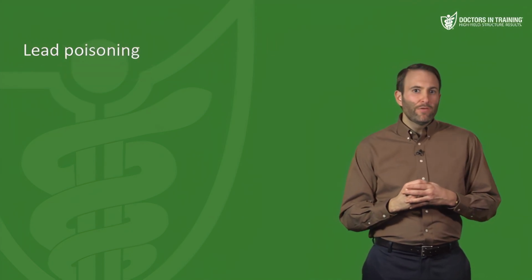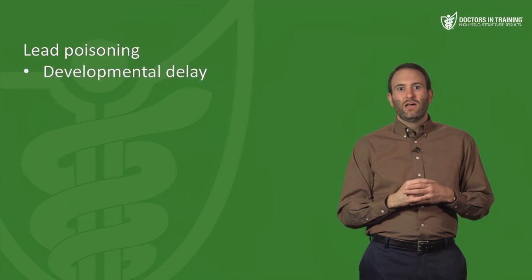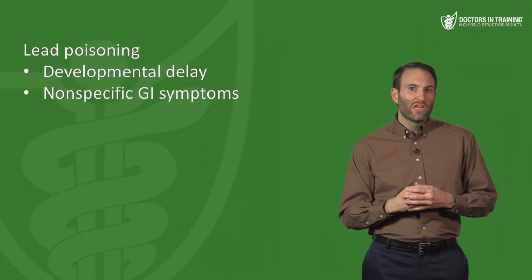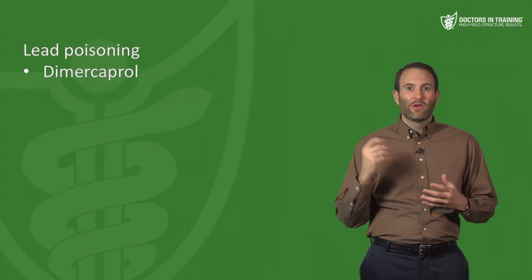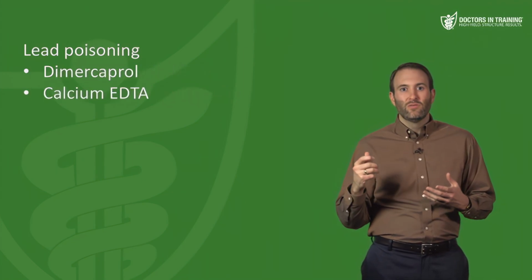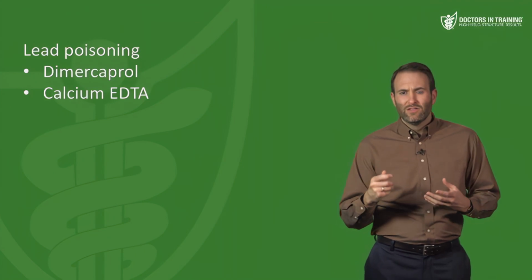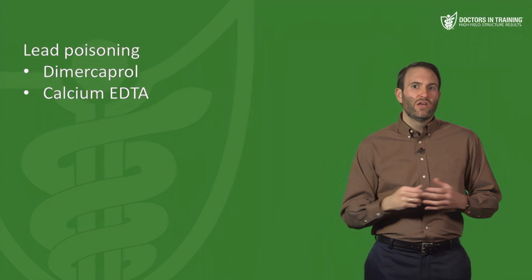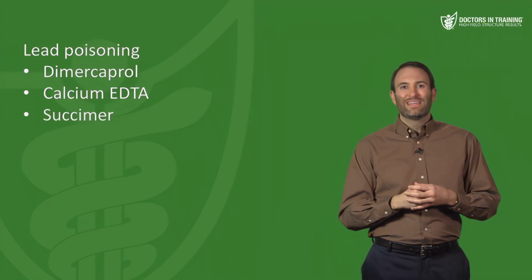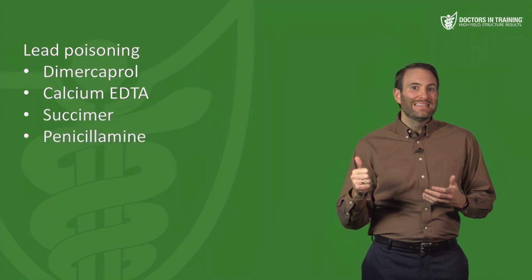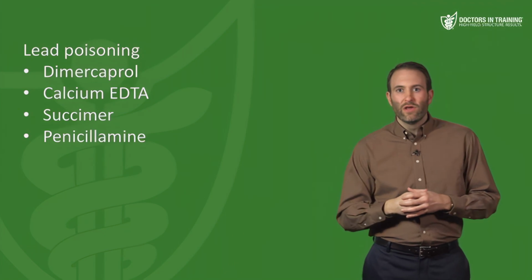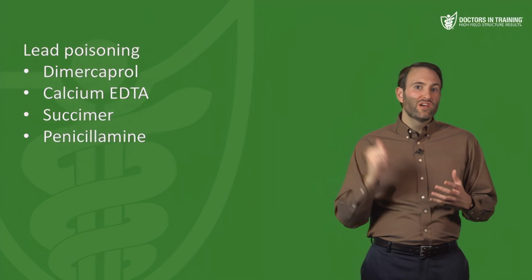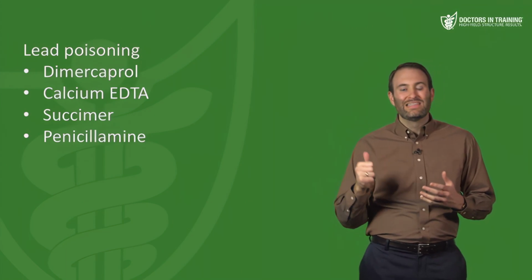Lead poisoning can be difficult to catch sometimes. In children, you may see developmental delay or nonspecific GI symptoms. For severe lead intoxication, children should receive dimercaprol and calcium disodium edetate. So that's calcium EDTA. Now, for less severe intoxications, children can be given something called succimer. Penicillamine is a third-line agent only when the other drugs aren't tolerated. Now, this is different in adults. In adults, we tend to use succimer and that calcium EDTA as the first line.